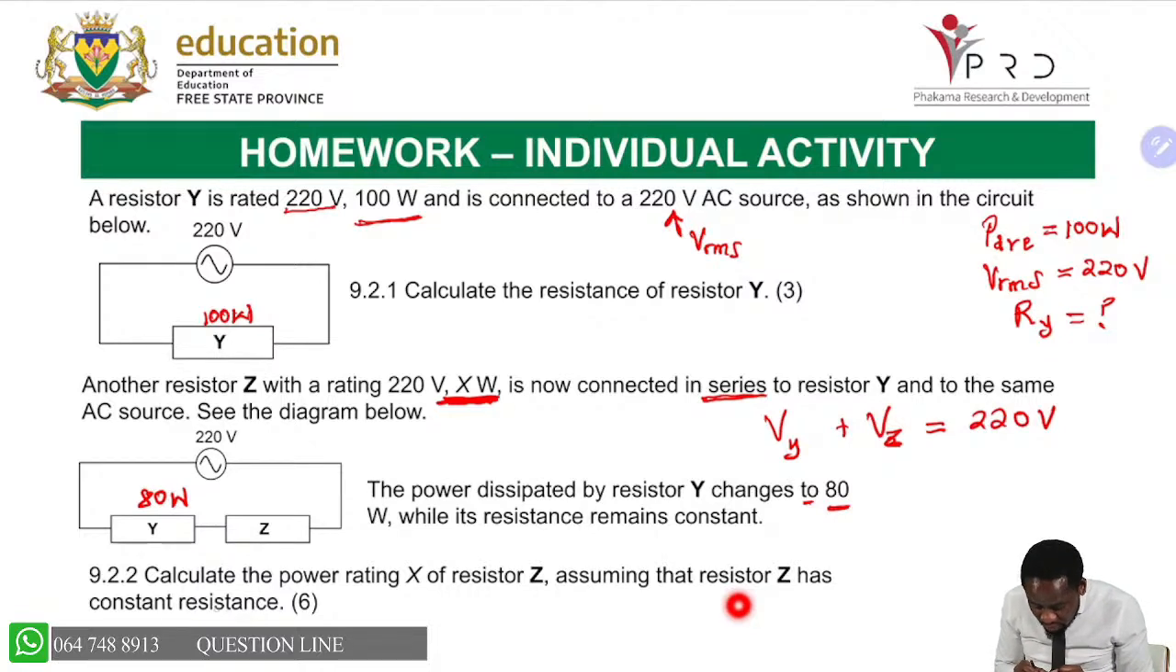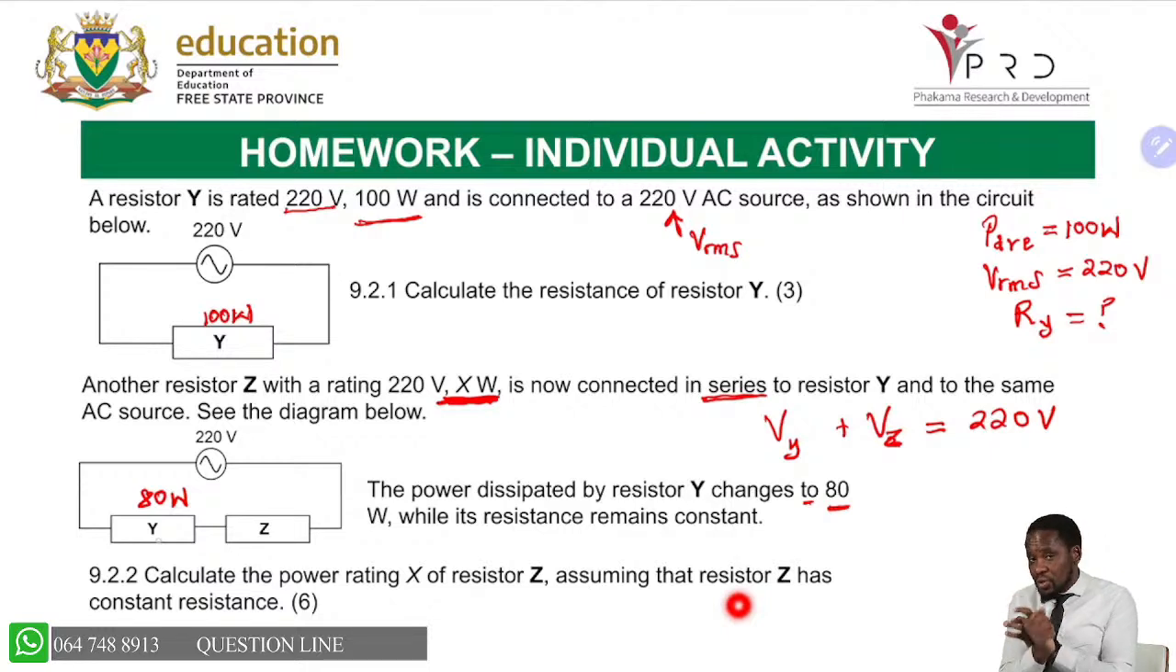Now they want us to calculate the power rating of resistor Z, assuming that the resistors have a constant resistance. So the resistance of Y did not change. It's only the power that it dissipates. So that's the long and short of this question. Try and apply your knowledge of simple circuits. What happens to resistors in series? Let's appreciate the fact that current is the same through resistor Y and through resistor Z, right?